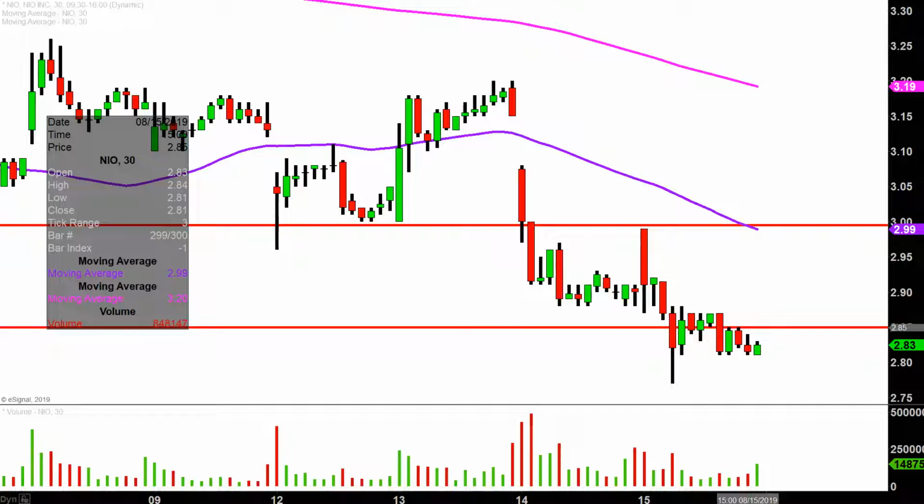And then the other area of resistance is going to be the purple line right there, the 50-period moving average, keyword being moving. So as the week plays out, that line will move itself further and further downwards. Or in other words, the price is now crossing down below that level of resistance up there.